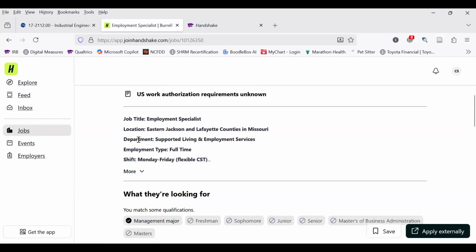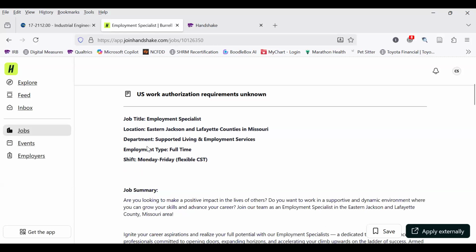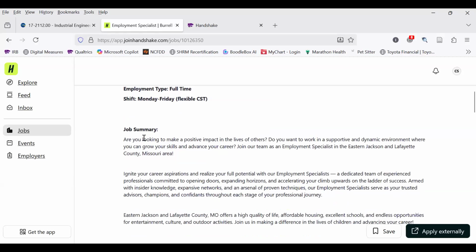But here's the real job description. It gives the job title, location, department. This is the information about the job that you have to provide at the very top that describes that job. There's even more information here. And then we get into the job summary. A job summary is just a few sentences. Here it's a few short paragraphs describing what the job is.